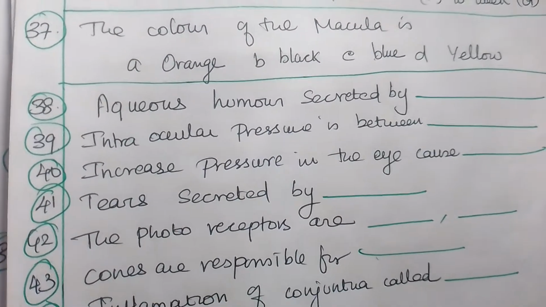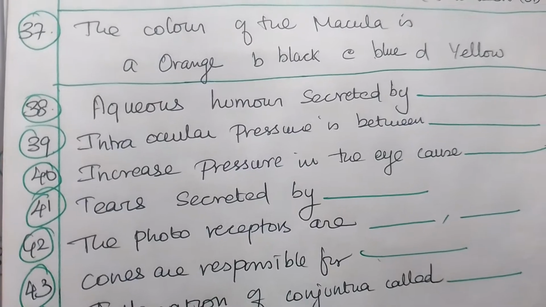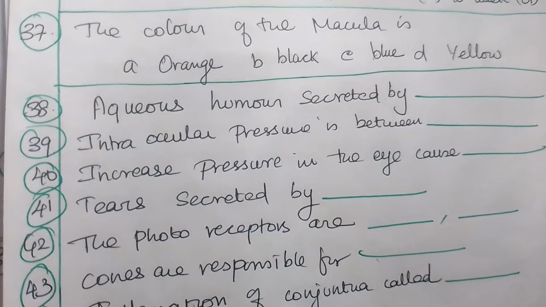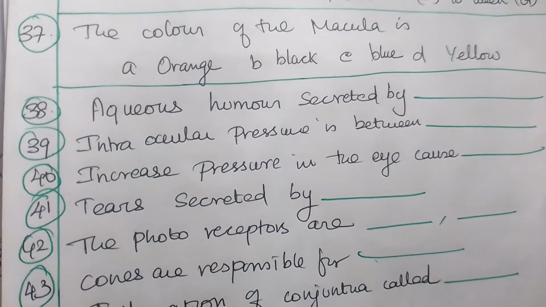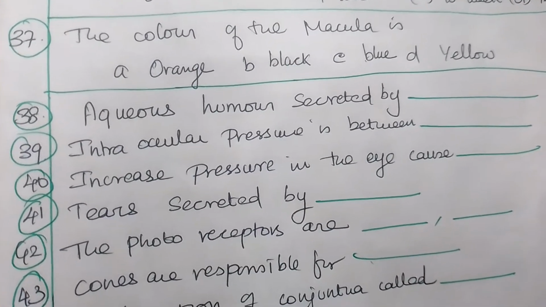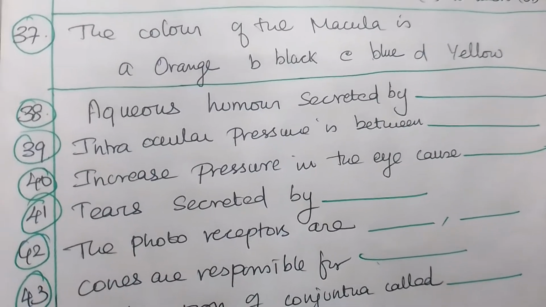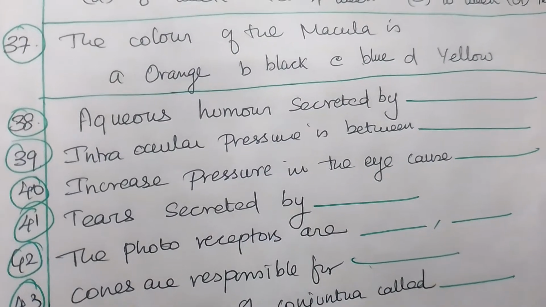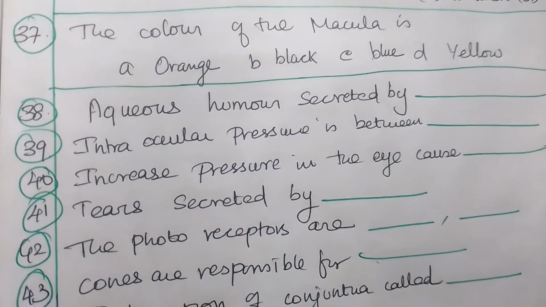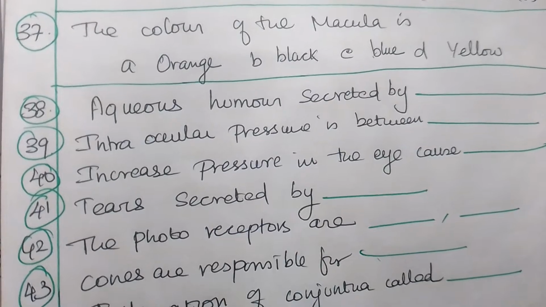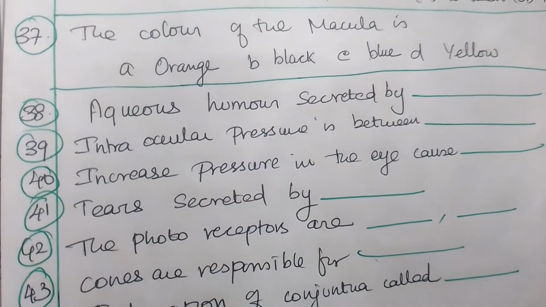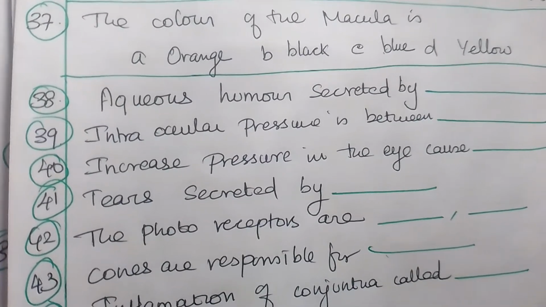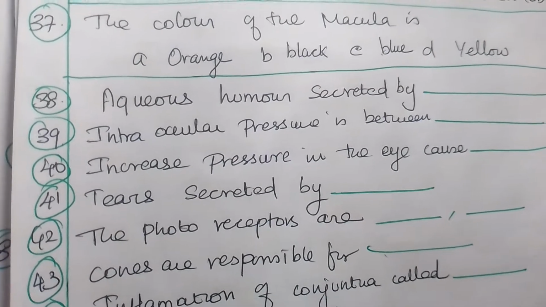Okay. Then 38, aqueous humor is secreted by dash. It is the ciliary gland. So the epithelium of the ciliary gland is secreting the aqueous humor. Intraocular pressure is between 10 to 20 millimeters of mercury. Increased pressure in the eye causes what? Increased pressure in the eye, it is causing the cataract. The tears are secreted by the lacrimal gland.